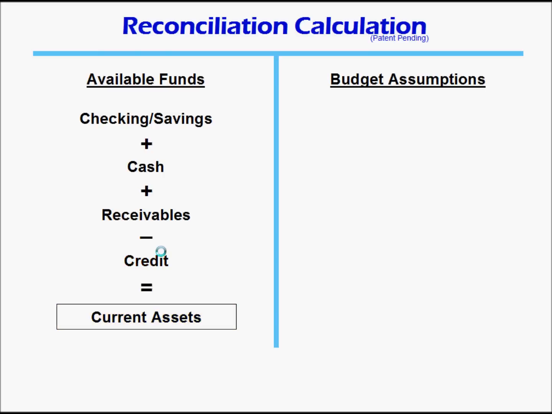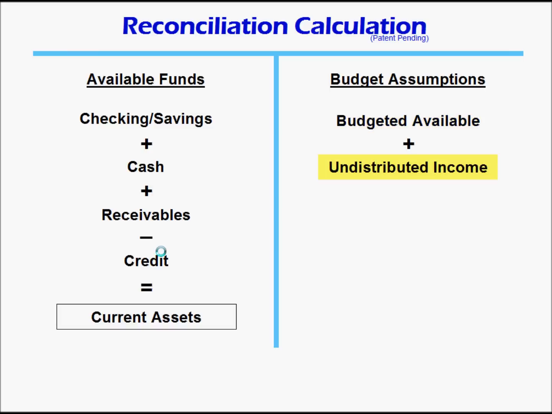The second step is calculating your budget assumptions. Budget assumptions are also made up of 4 elements, the first of which is budgeted available. This is the sum of the balances of all of your spending budget categories. It represents the total amount that you have allocated for spending and which has not been spent yet. In other words, if you allocated $100 for entertainment and you had only spent $60 so far, budgeted available would be $40. The next 3 elements are all related to income.